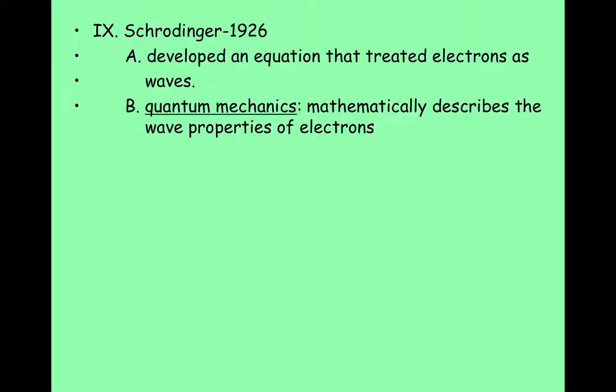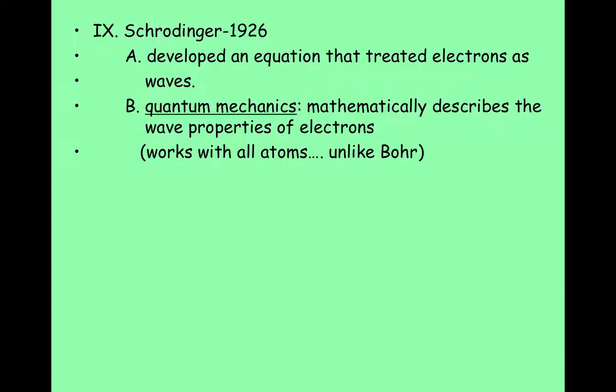Schrödinger develops an equation that treats electrons as waves. This is essentially taking quantum mechanics a step further. It mathematically describes the wave properties of electrons. And the thing that Schrödinger did is he was able to explain the behavior of all atoms. Niels Bohr really just looked at hydrogen because it only has one electron. It's the simplest. Schrödinger basically expanded our knowledge of math to describe these wave properties.